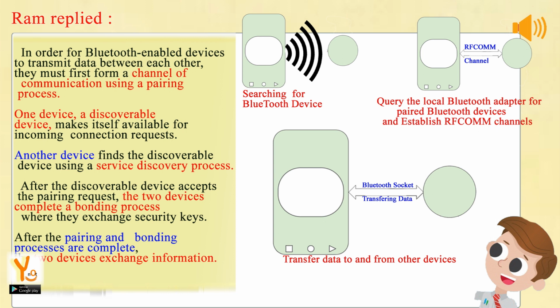In order for Bluetooth-enabled devices to transmit data between each other, they must first form a channel of communication using a pairing process. One device, a discoverable device, makes itself available for incoming connection requests. Another device finds the discoverable device using a service discovery process. After the discoverable device accepts the pairing request, the two devices complete a bonding process where they exchange security keys. The devices cache these keys for later use. After the pairing and bonding processes are complete, the two devices exchange information.